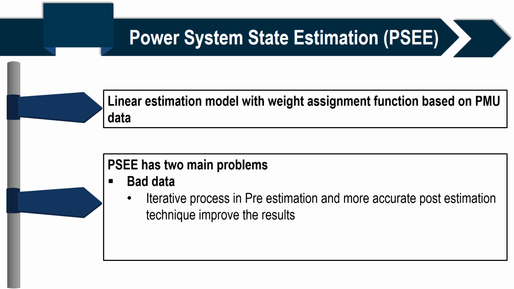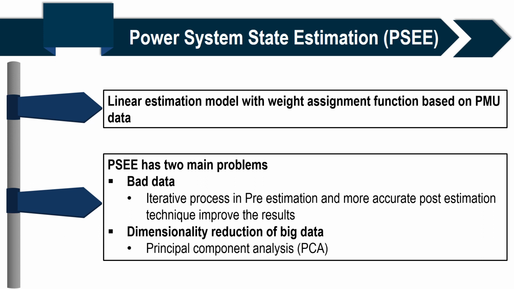Now, when we talk about dimensionality reduction in big data, that can be taken care of by principal component analysis. So with the deployment of phasor measurement units and processing this data, the power system state estimation can be performed in a much better way, and grid reliability can be improved. Fifth area, which is about event classification and detection.